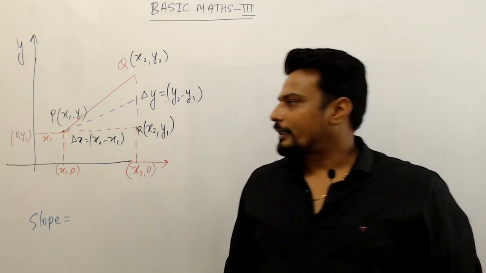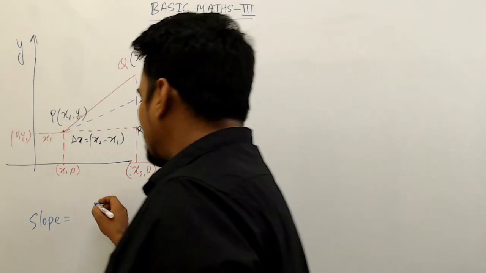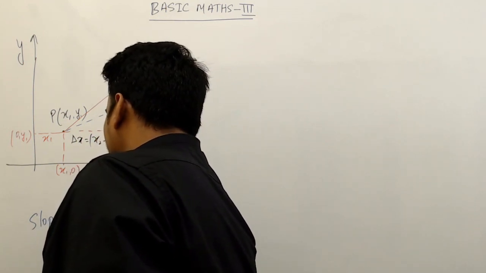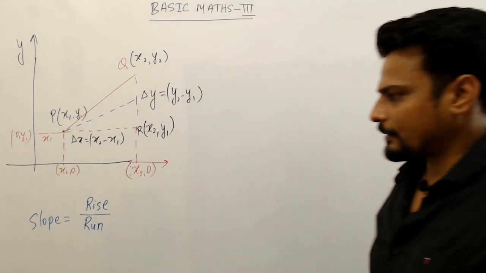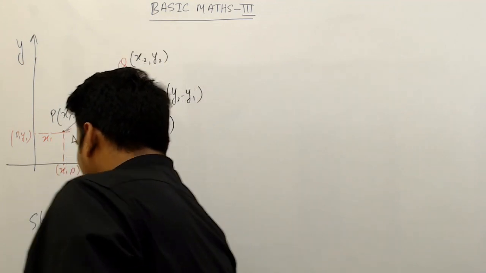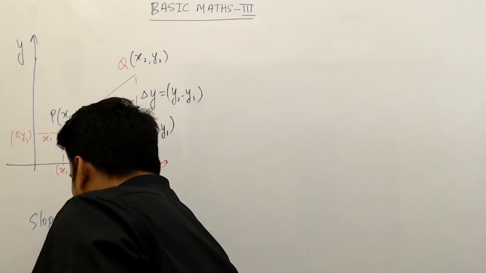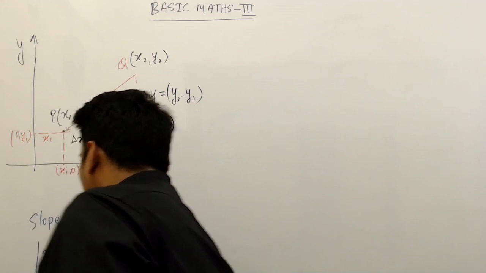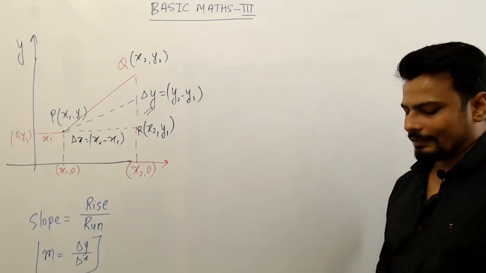I'm going to discuss how the direction could be decided. In layman's language, the slope could be defined as rise over the run. Run means the x-axis, rise means the y-axis. We represent the slope with small m, and the rise is delta y. So we have delta y upon delta x, the run. So here we have the slope m equals delta y upon delta x.